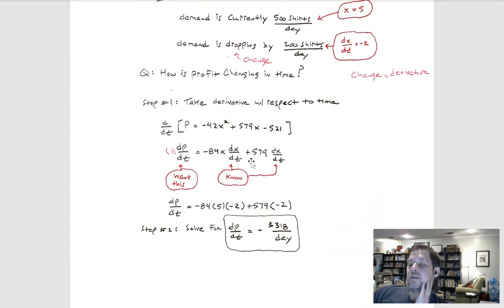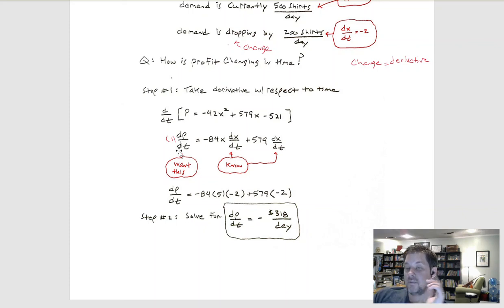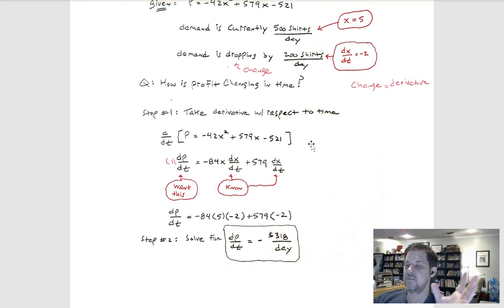So I say dp over dt. And then what's the derivative of negative 42x squared? That'd be negative 84x. But x is something that depends on time. So I follow that with dx over dt. The derivative of 579x is 579. But again, because it's an x derivative, I multiply it immediately by dx over dt. Now, so that's the derivative part of it. That's how that works.